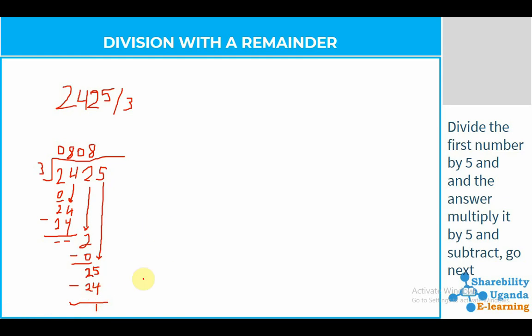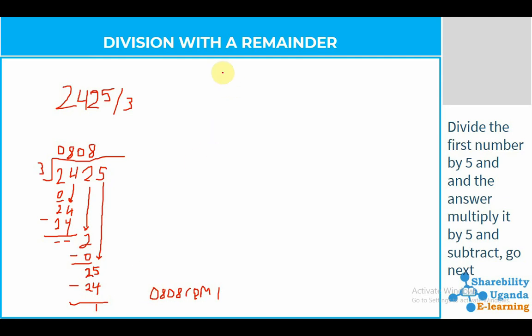So that means the answer is 0, 8, remainder 1. You can omit this 0 because it is nothing there.